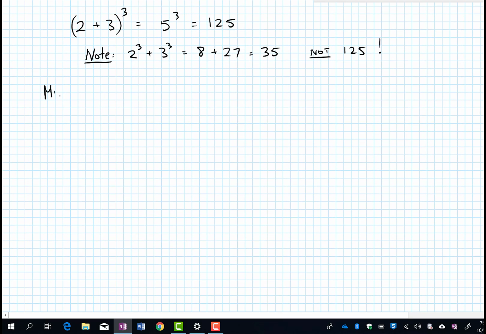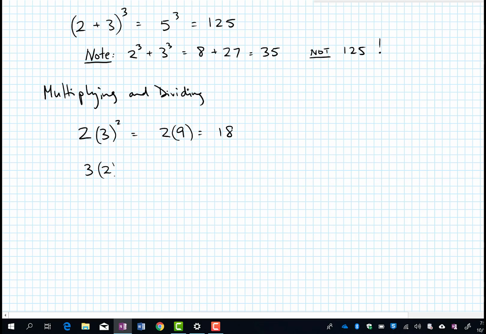Now, with multiplying and dividing, we actually do have a little bit more flexibility because exponents really are just shorthand notation for multiplying. So if you are multiplying something that has an exponent, though, you have to follow the order of operations. So here, the exponent 2 is only acting on whatever's immediately to the left of it, the 3. So you have to do the 3 squared first to get 9, and then multiply it by 2 to get 18.